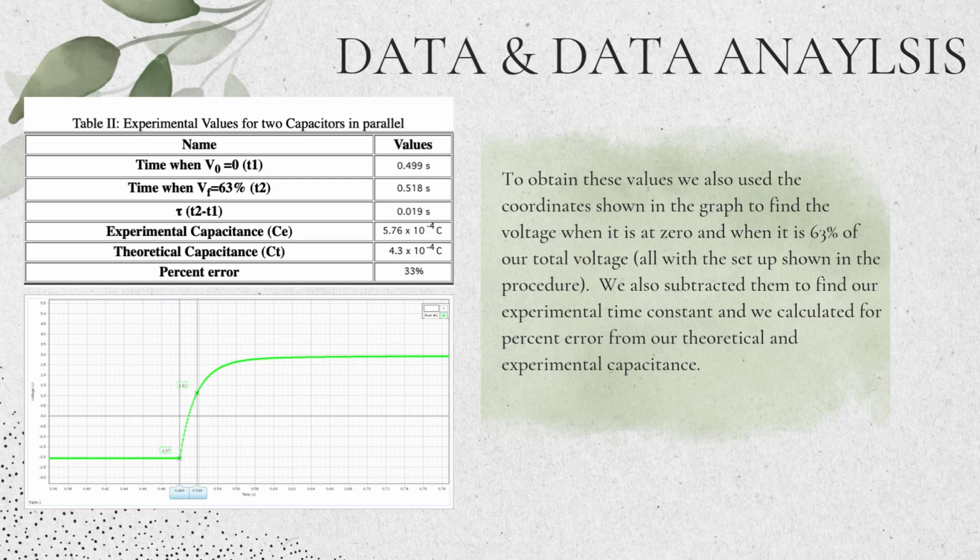And this time we could see the curve took longer to reach 63% of the final voltage, which we concluded makes sense. When the capacitors are connected in parallel, their total capacitance increases, so the time constant gets larger. That means that the capacitor stores more charge and takes more time to fully charge and discharge.